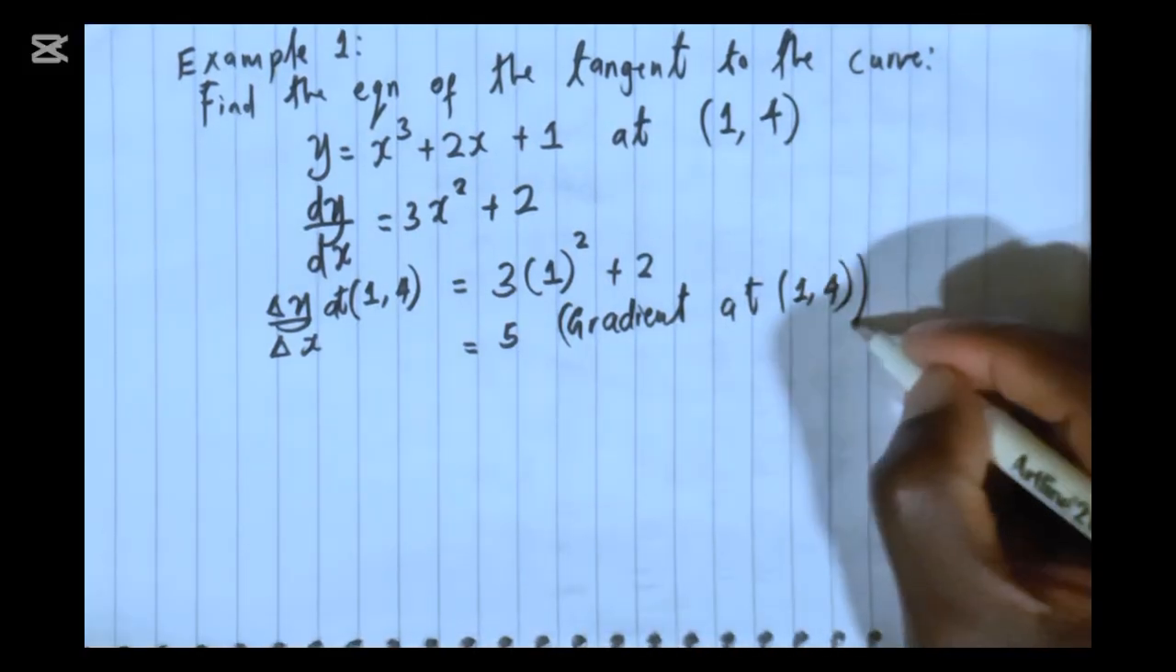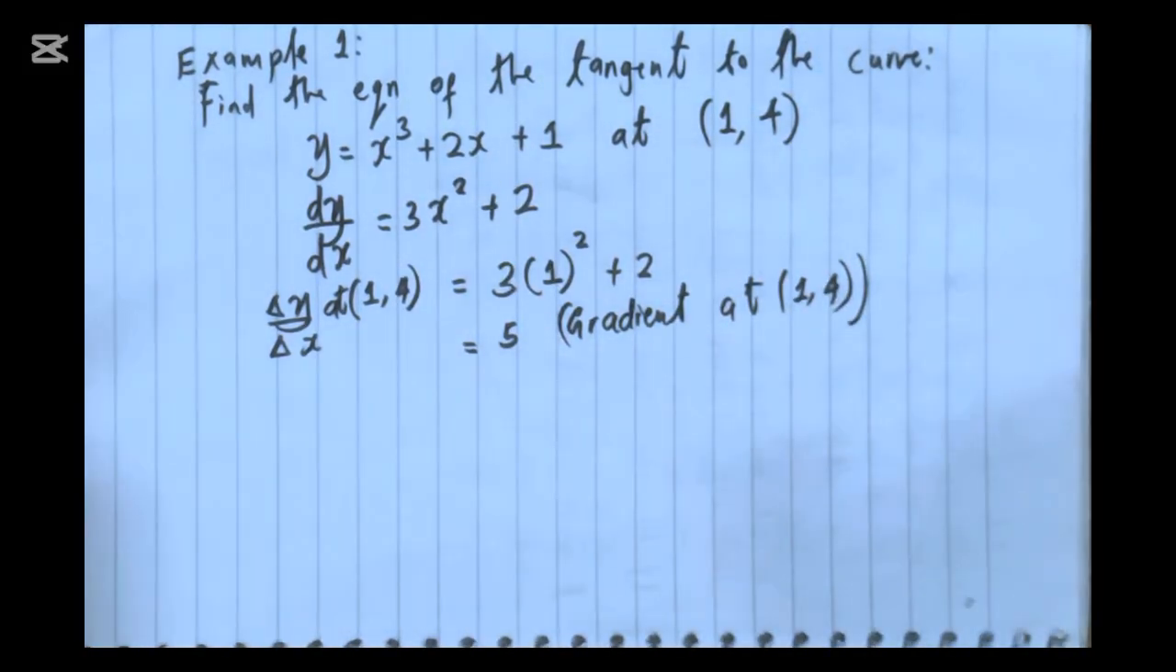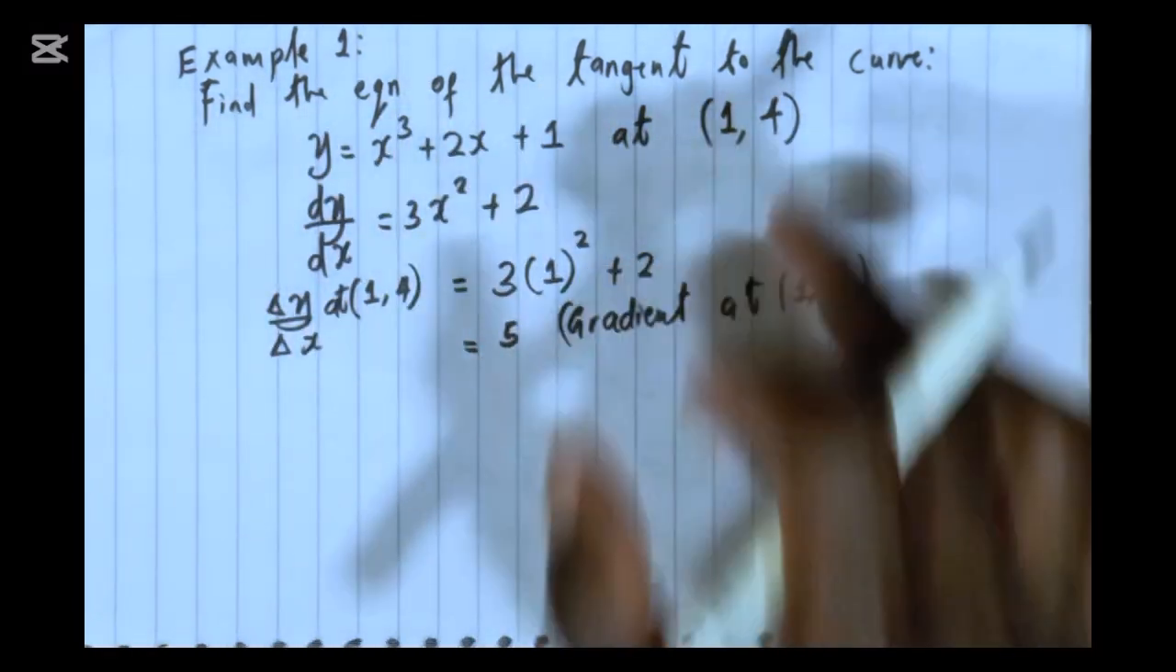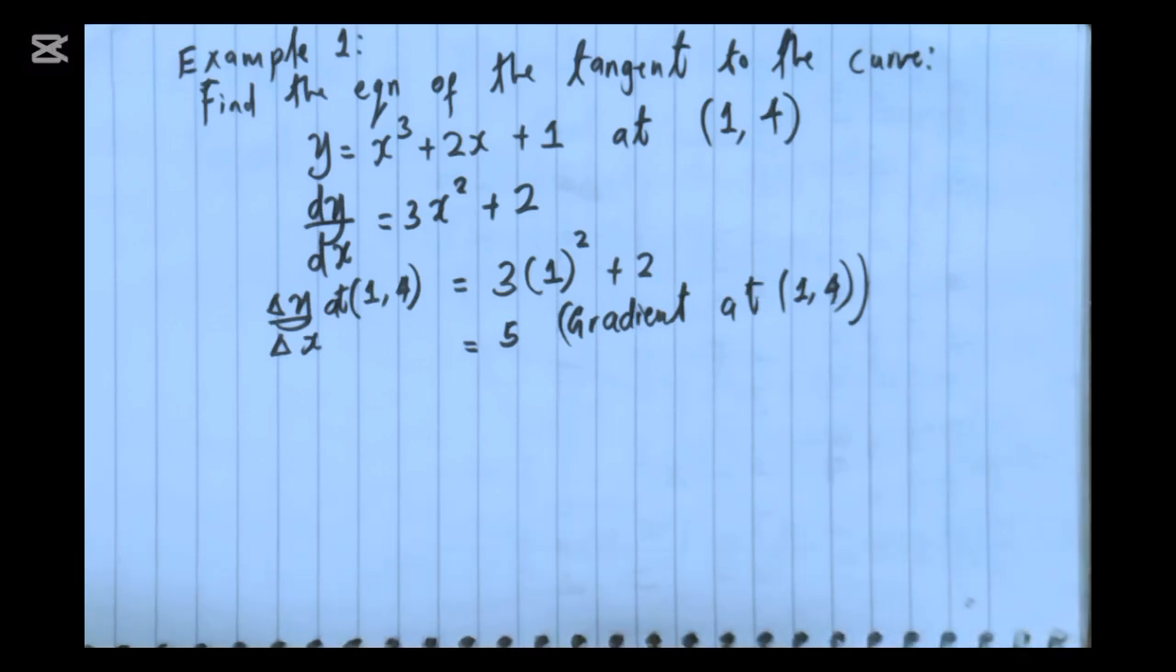All right, so this gradient also happens to be the gradient of the tangent. Remember, the gradient at that point of intersection also happens to be the gradient of the tangent. So in order to find the equation of the tangent to the curve at the point (1, 4), we are going to use this gradient, which we found to be 5, and this coordinate to find the equation of a straight line. So this is generally unrelated to differentiation. It's under a different topic altogether called gradient of straight lines.